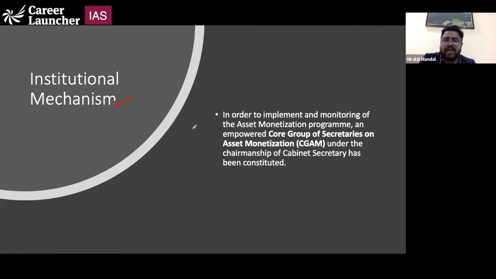The institutional mechanism for this program has also been mentioned. A core group of secretaries on asset monetization has been established under the cabinet secretary, and the related secretaries of the various departments will be its members. The objective of this institutional mechanism and empowered core group of secretaries is to implement and monitor the asset monetization program for its effective implementation.